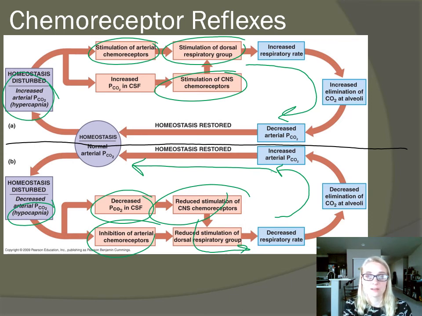It really can affect wide-ranging systems, primarily due to that pH change. So we are more sensitive to carbon dioxide changes, and we have these built-in reflexes that are going to help with that. Okay, and then just some last little bit here that's in the notes.